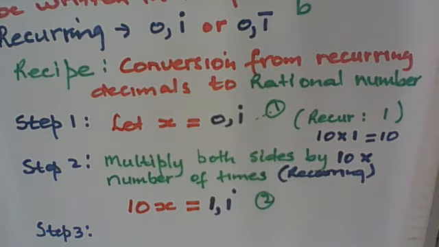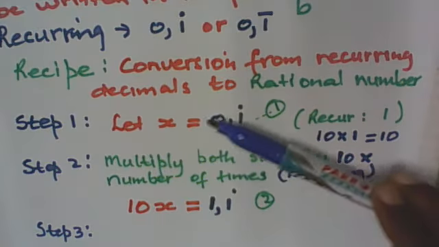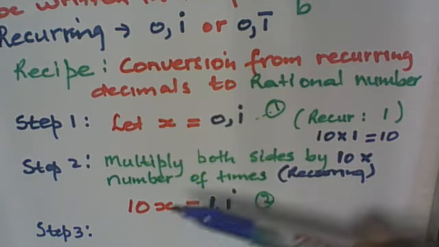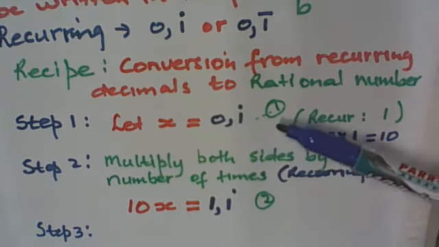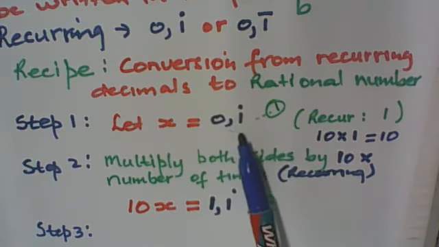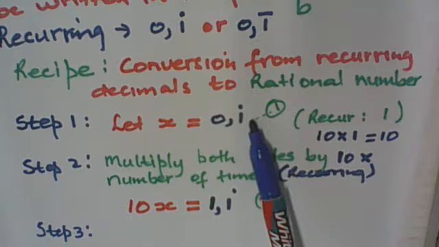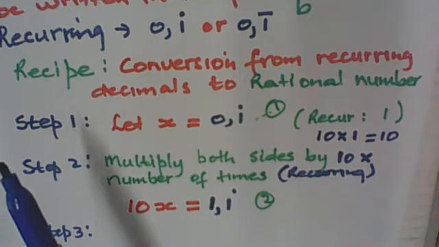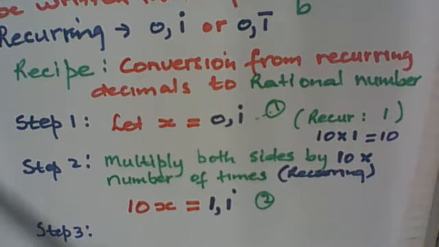How did you do that? You multiplied the first by 10. 10 times x is 10x. 0.1 recurring becomes 1.1 recurring. How did we get that? We moved this one space to the right. If you multiply by 10, the comma moves to the right. If you divide by 10, the comma moves to the left. Division, you go to the left. Multiplication, you go to the right.